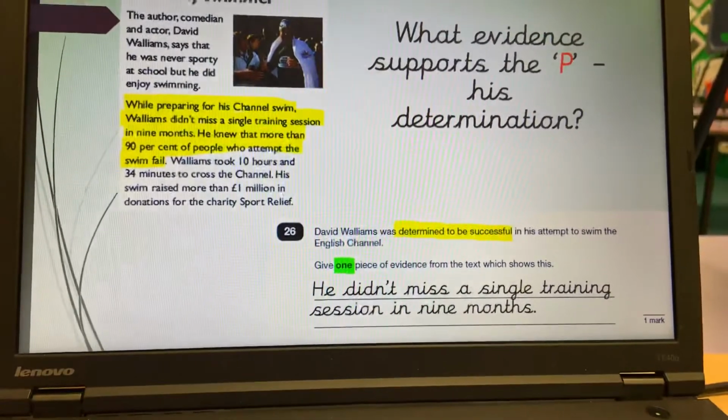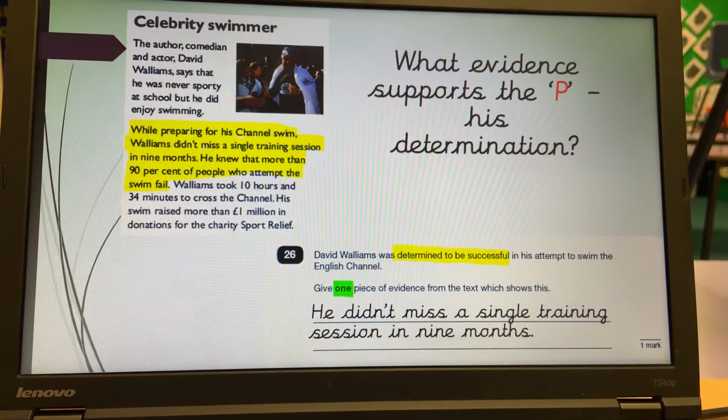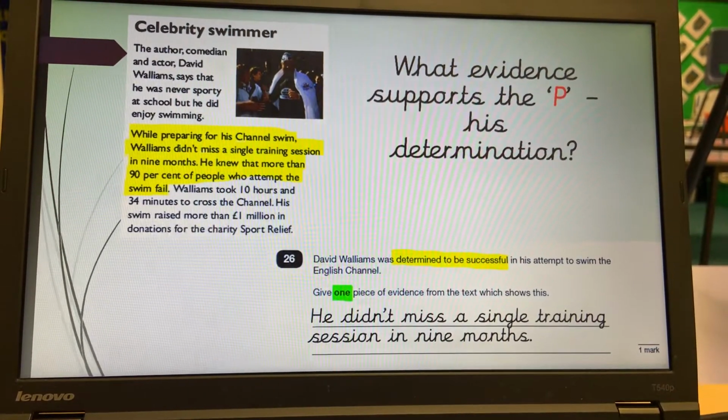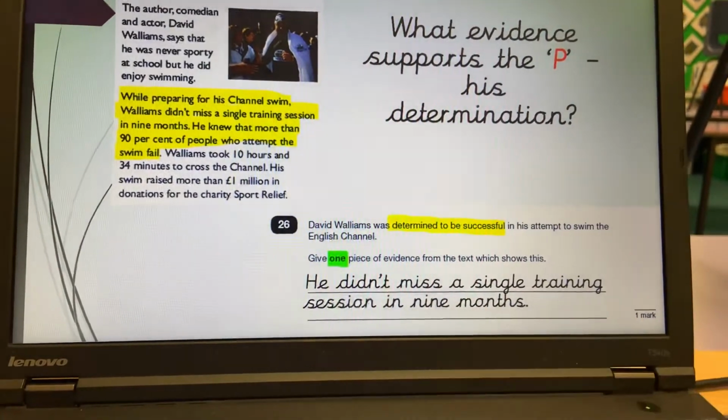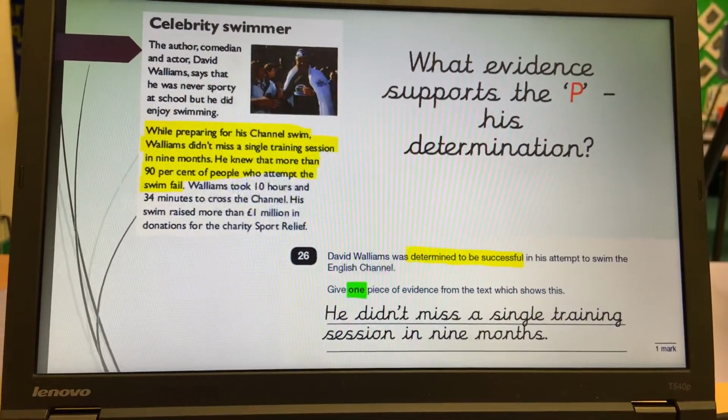piece of evidence. So while preparing for his Channel swim, Walliams didn't miss a single training session in 9 months, okay? That shows that someone's determined because they're determined to do well. He didn't miss a single training session in 9 months, and there's the piece of evidence to support the point of determination.